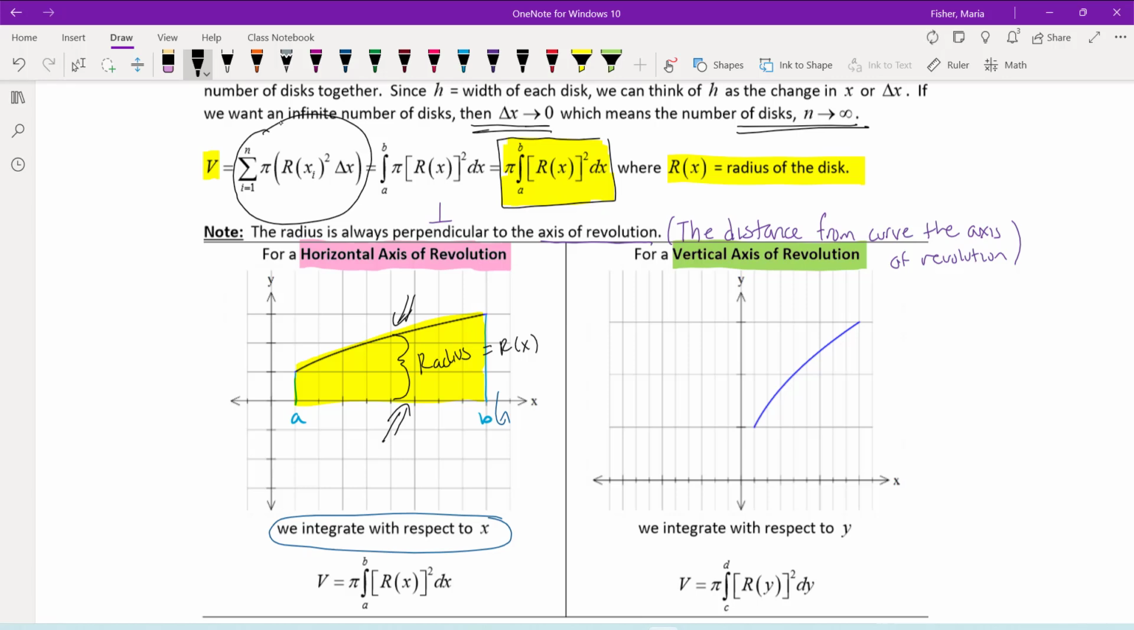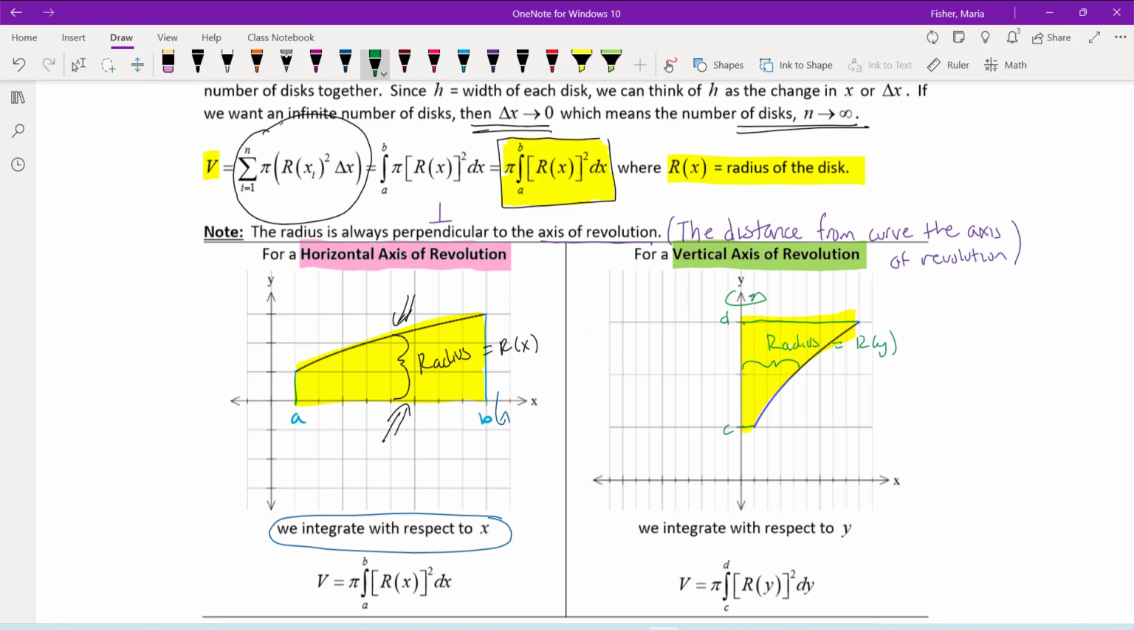For a vertical axis of revolution, so let's call this here C and this here D, and just draw in the region first. So if we were revolving this yellow region about the y-axis, because the y-axis is a vertical axis of revolution, our radius is still going to be perpendicular to the axis of revolution.